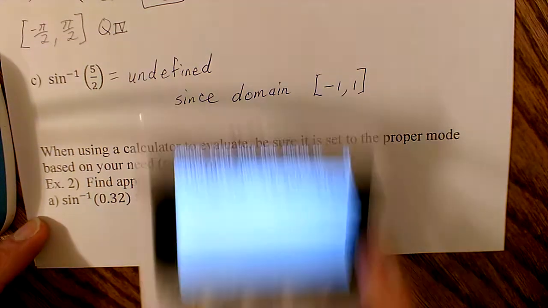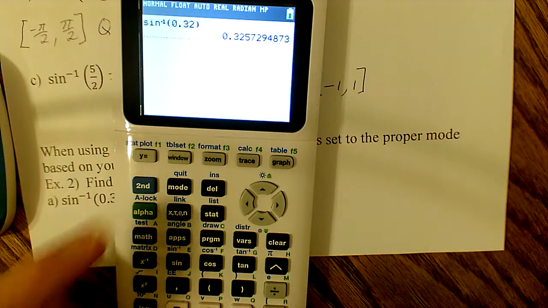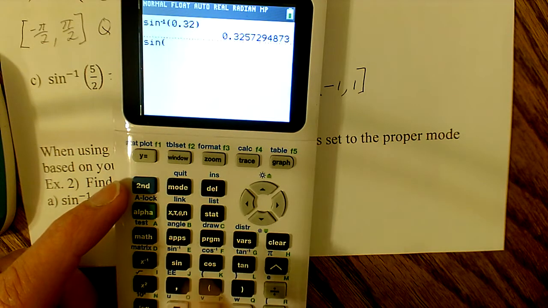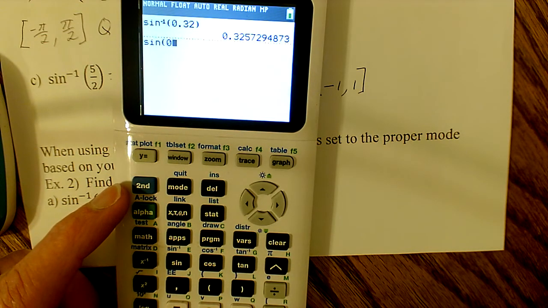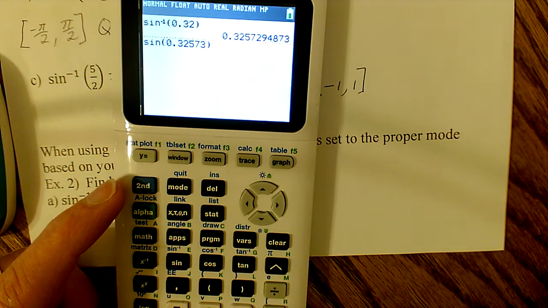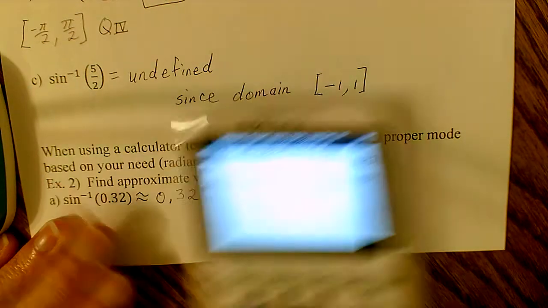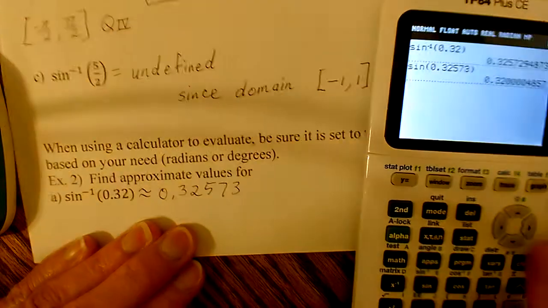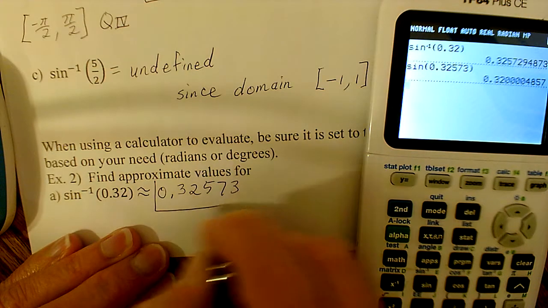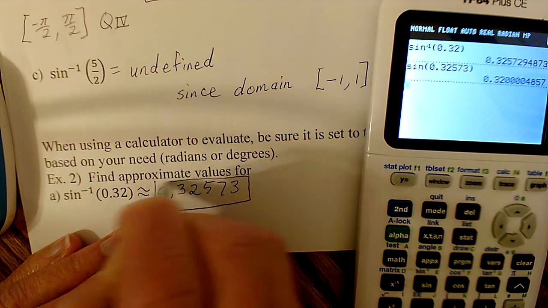0.32573. We can check our answer and see if it works out by putting in the sine. What is the sine of 0.32573? We put it in that way, and we get 0.3200000, and that's because we were putting in an approximate answer, so it doesn't work out to be exact, but that's the one that's going to work.